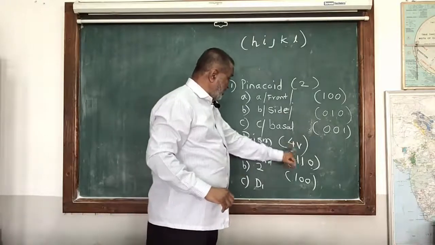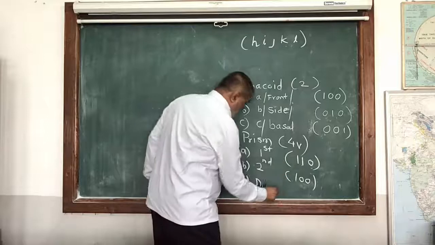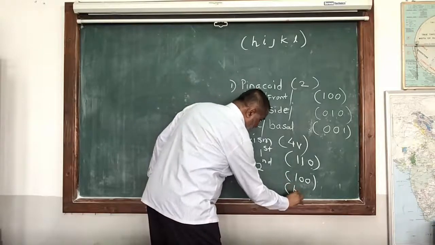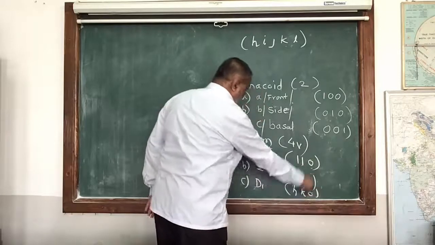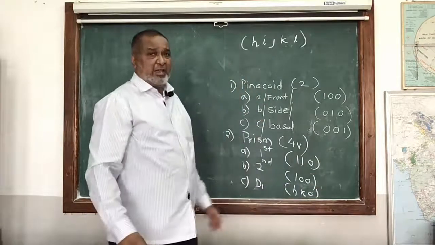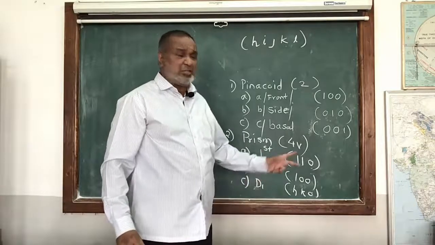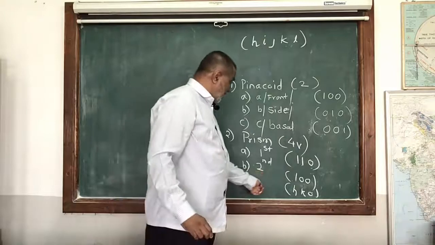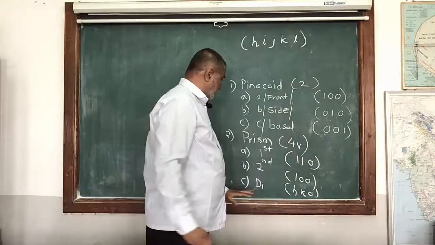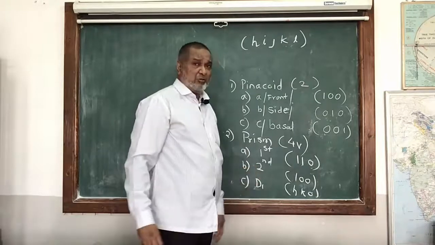Now here we have H, K, 0. We use H for shorter, K for intermediate, and 0 as it is, because it is a vertical face. H K 0, the A and B cutting at unequal lengths. So ditetragonal or dihexagonal prism. So we have prism first order, prism second order, and ditetragonal prism.